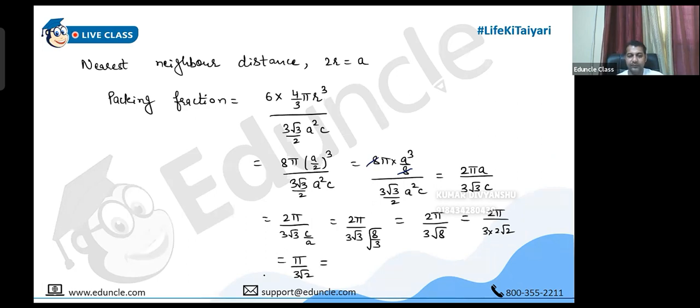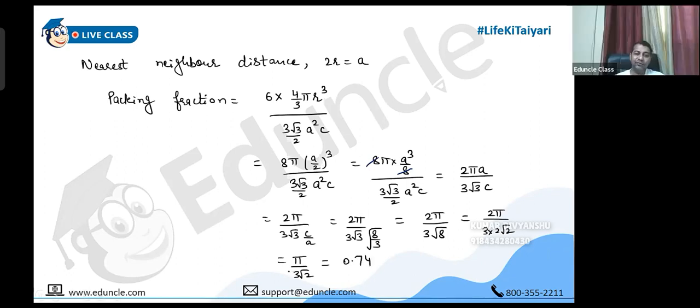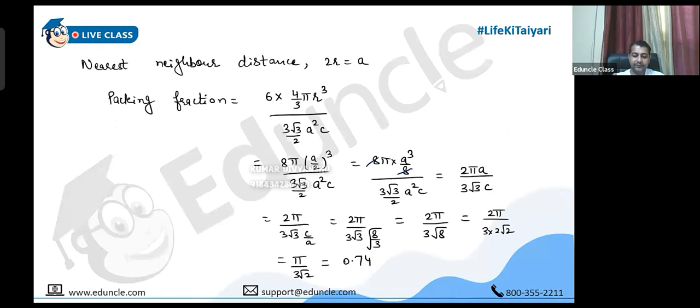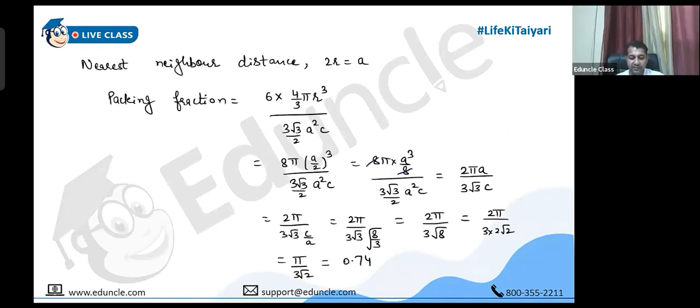Please calculate the value. And it will come out to be equal to the packing fraction, 0.74. Same as FCC. So FCC and HCP, they are the most densely close packed structures. Okay? Clear? So this was everything about the HCP structure.